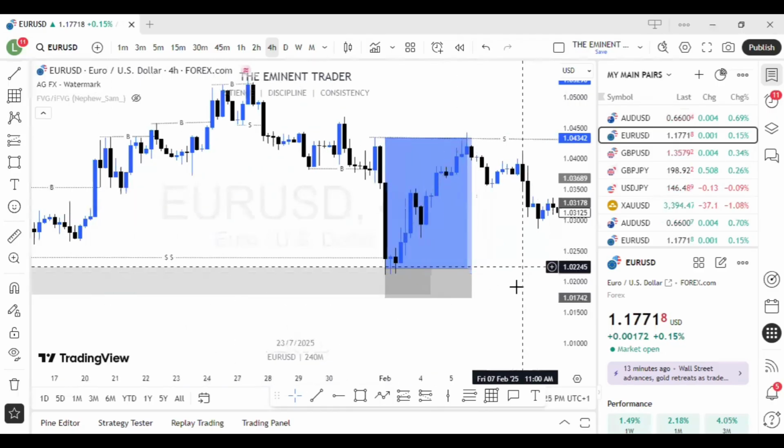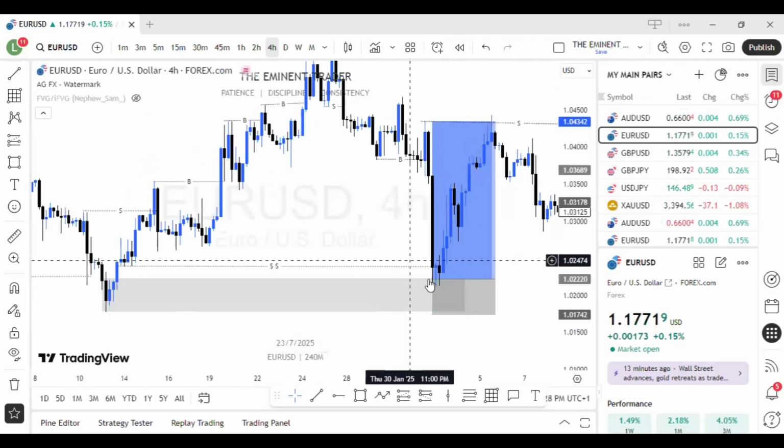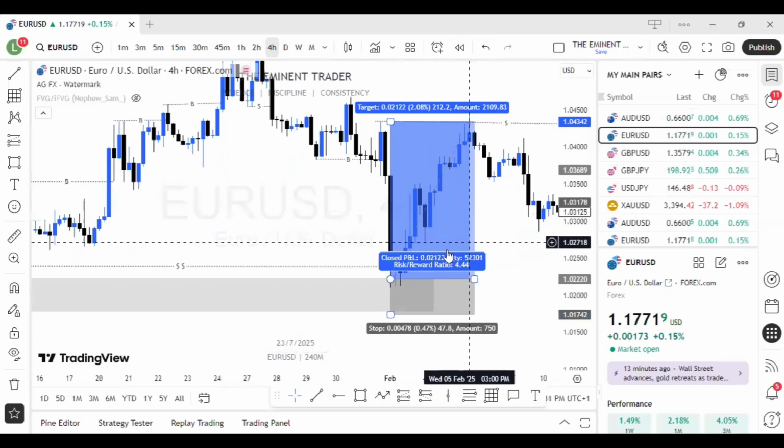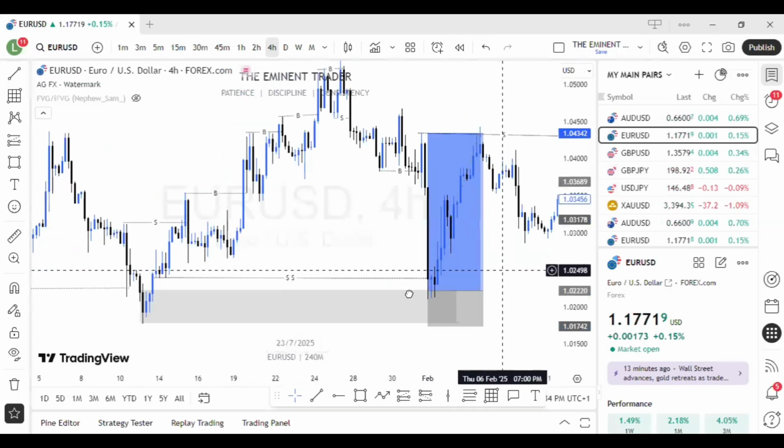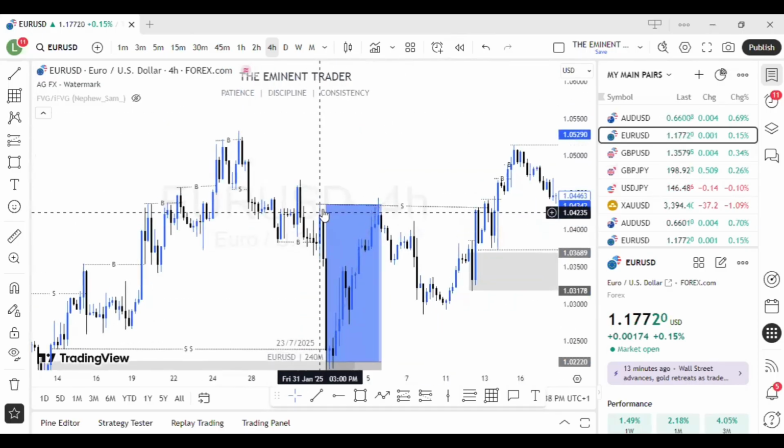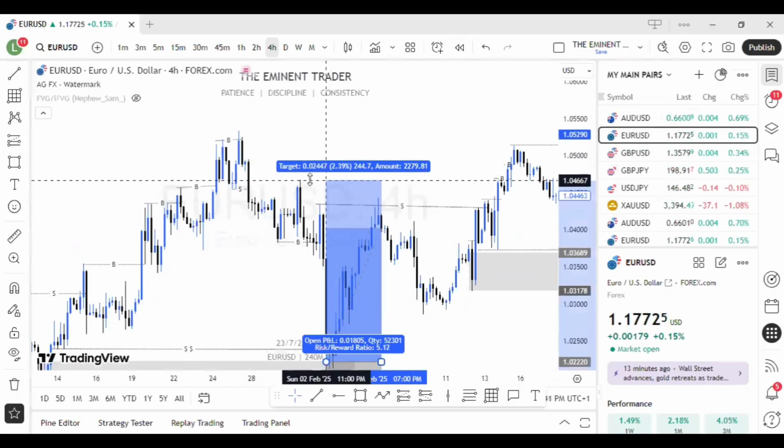If you check all the setups, there's always a sharp rejection once price gets there. That's a sharp rejection. This is also a 4.4 RR. If you were targeting more, you could have gotten it to even this place. This is a 5 RR trade.